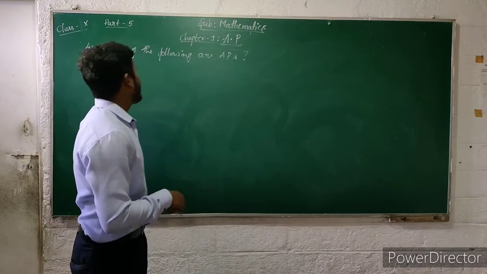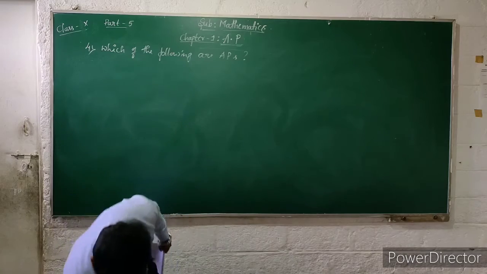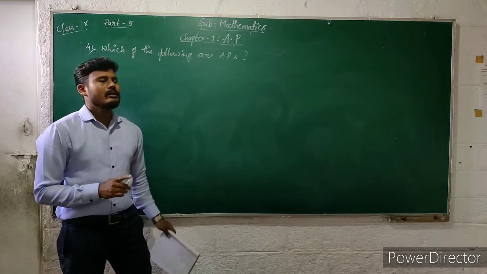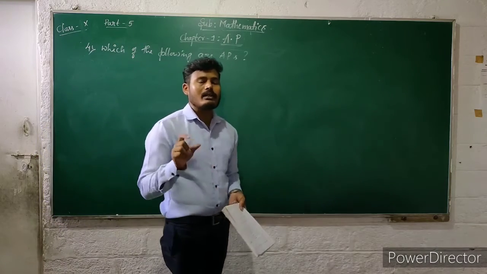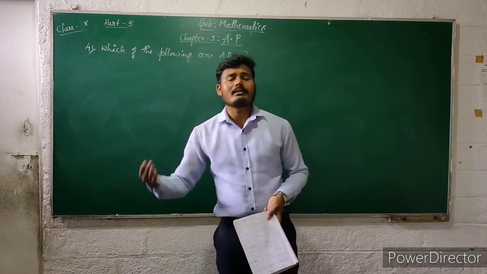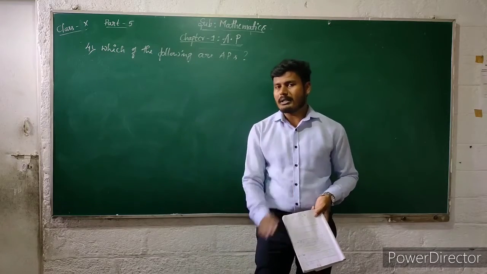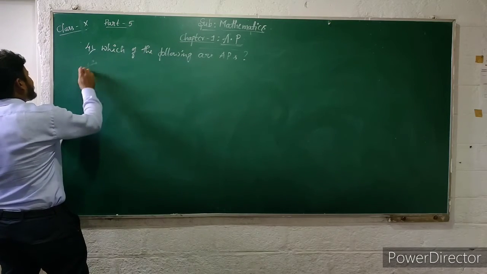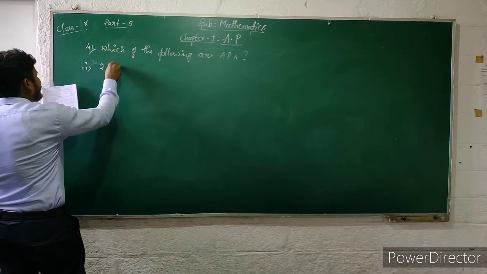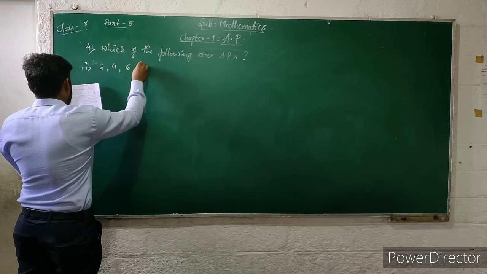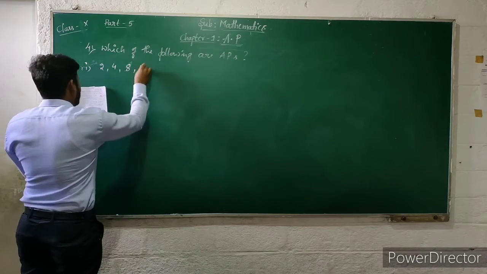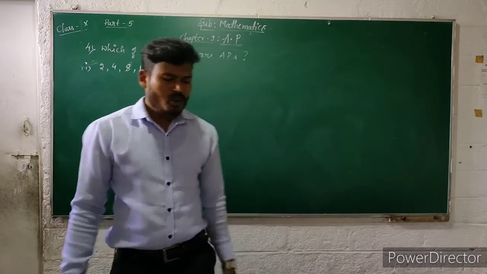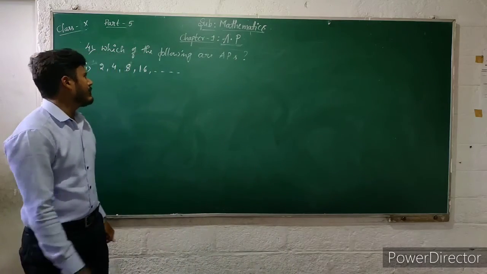So you should identify whether the given sequences belong to an AP or not. If they form an AP, you should write down the next three terms of the given arithmetic progression. So here the first one: 2, 4, 8, 16 and so on. This is the first question.